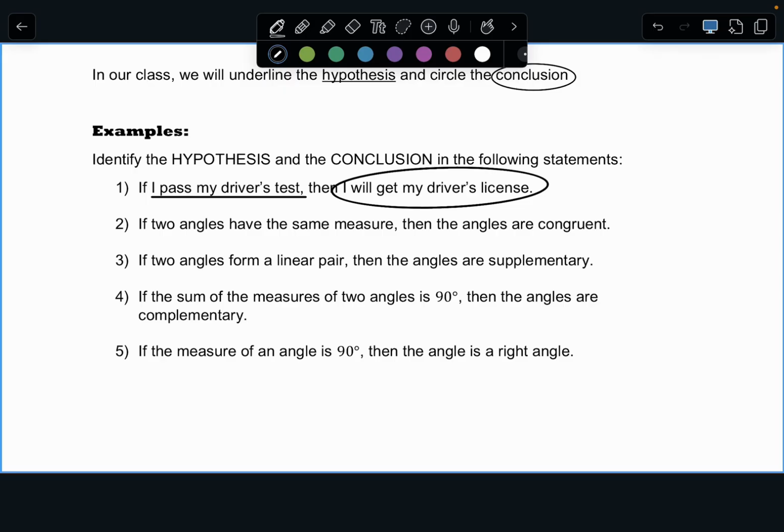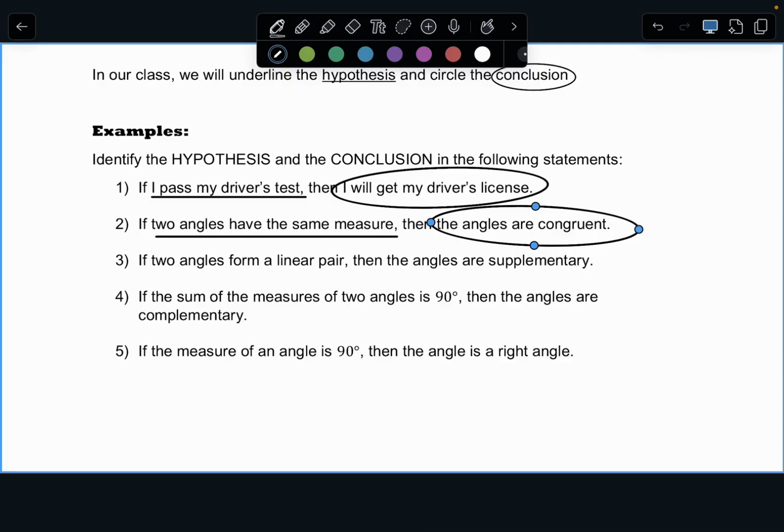Same thing for the next one. If 2 angles have the same measure, what's my hypothesis? 2 angles have the same measure. Then the angles are congruent. What's my conclusion? The angles are congruent. Perfect. All right, you guys are going to help me out with the rest.